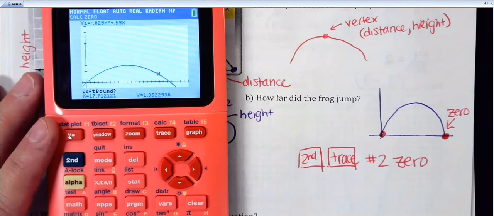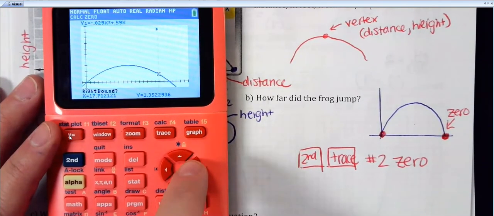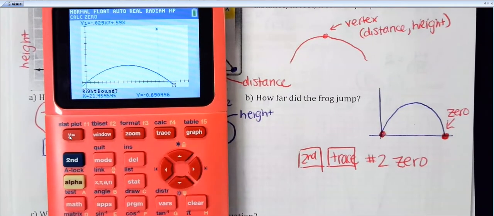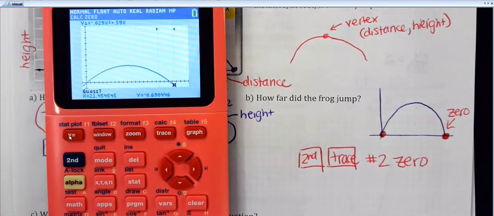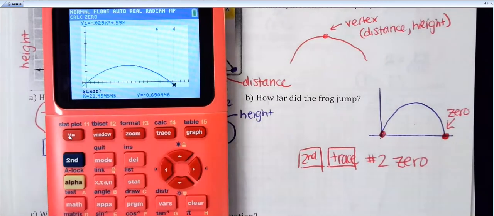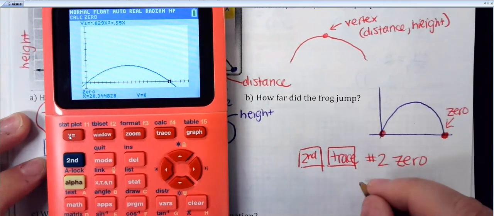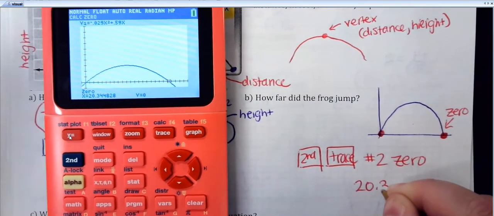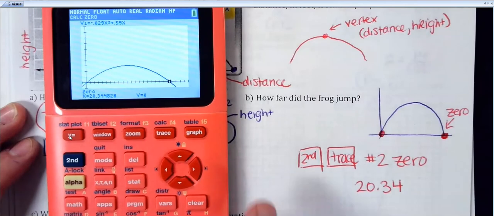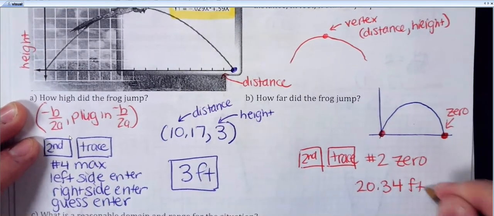Hit enter. Now, I need to go past the 0 to be on the right side of it. So for this question on the 0 there, I'm going to be underneath the x-axis, just somewhere underneath the x-axis. Hit enter. And again, it'll pop up those vertical lines. And it's saying to the calculator, look between these two places for where I touch or cross the x-axis. And it says guess again. Just hit enter. And you should get about 20.34 if I round to the nearest hundredth. And this would be in feet for this problem.